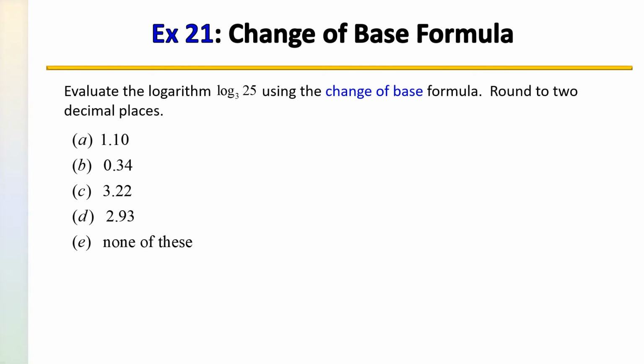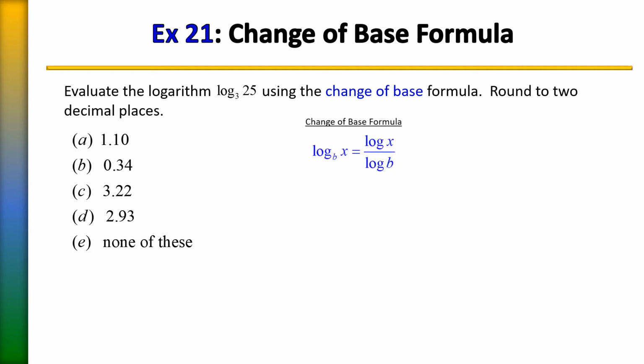In this example, we're asked to evaluate the logarithm log base 3 of 25 using the change of base formula, and then round our answer to 2 decimal places. In other words, leave 2 numbers up past the decimal. So let's get started. Here we're given log base 3 of 25, and recall the change of base formula is as follows. For example, log base b of x is the same as saying log x over log b.